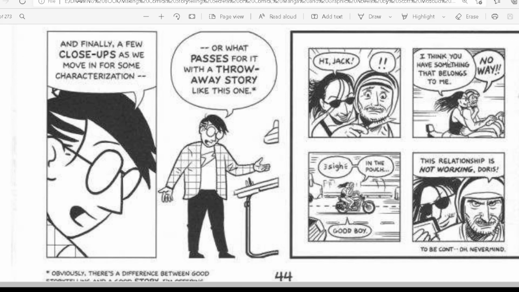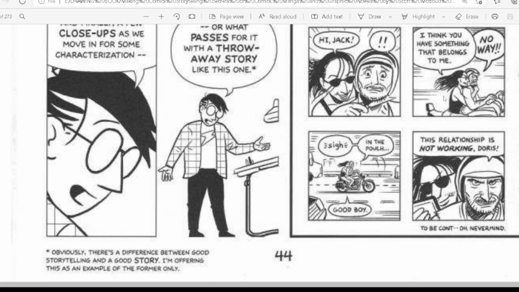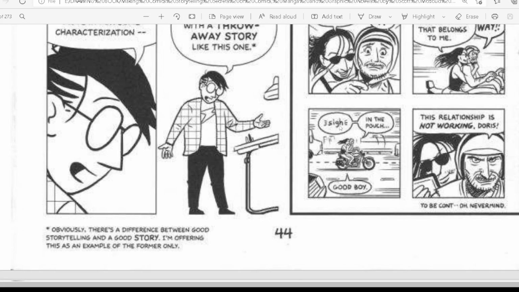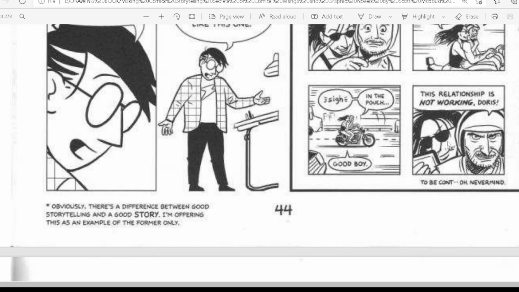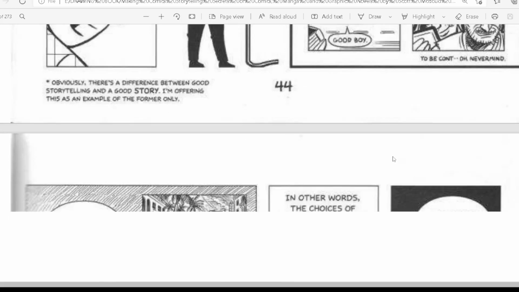Hijack. I think you have something that belongs to me. And he's saying, no way. Three sides in the pouch. Goodbye. This relationship is not working, Doris.